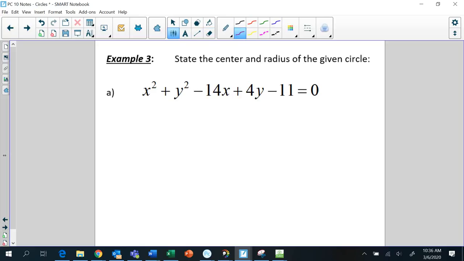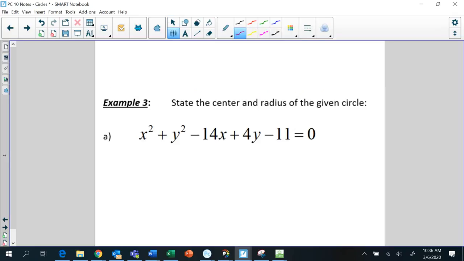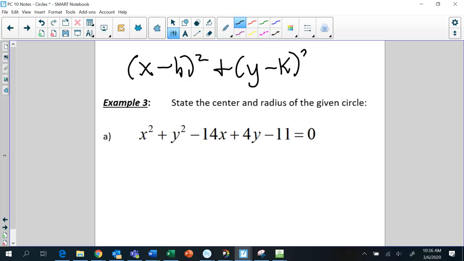All right, so I think this is the last section. You need to write the equation of the circle to be able to state the center and radius of the circle. So this circle is not given in the standard graphing form, so we have to put it into that form. What you notice about the standard graphing form is that we have perfect squares in it.